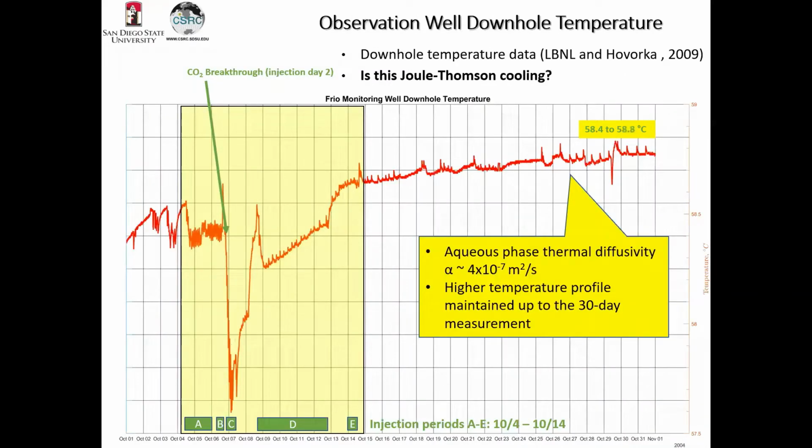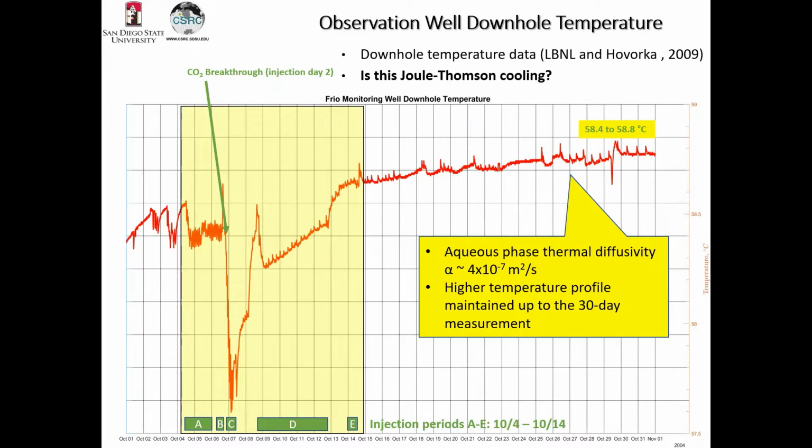Okay, so like I said, I was fortunate enough to get the actual data. Sue Horvorka at UT Austin shared it with me. What I've plotted for you is the temperature profile over 30 days. The red line is the actual temperature, and these green boxes I have here are actual injection periods. In between these green boxes, the pump was turned off.